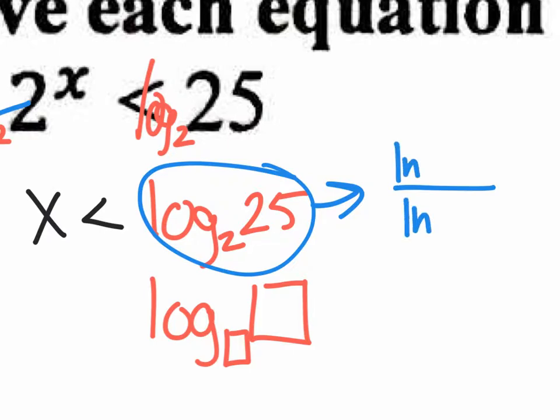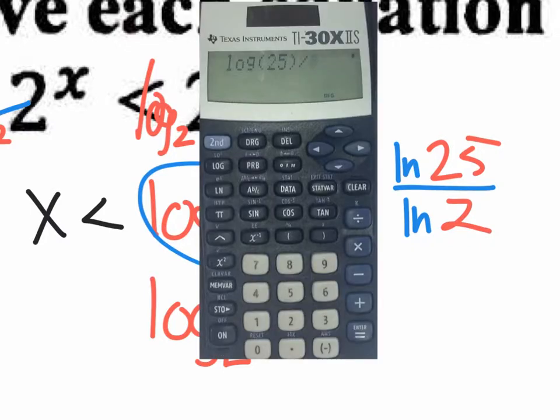LN on top, LN on the bottom. The bigger number, 25, goes up on top. The smaller number, 2, goes on the bottom, but it's a regular number. It's not a base anymore. And you should get the same exact answer. So if you're using this guy, use either the log button or the LN. I just chose LN because it's 2 letters instead of 3 when I write it down there.